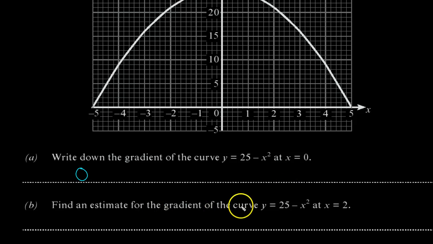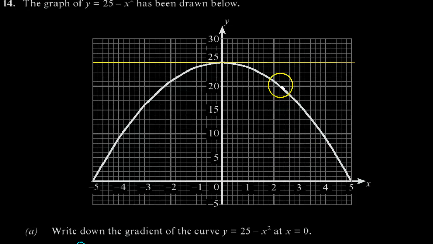Okay, find an estimate for the gradient of the curve at x equals 2. So at x equals 2 is here, isn't it? So we need to draw a tangent. So I'm just going to try and draw a straight line going through this point here. So let's have a go at that then. Probably around here somewhere, isn't it? And then let's use a straight line, and let's go to here. Somewhere around here. I'll try here and see how I get on.